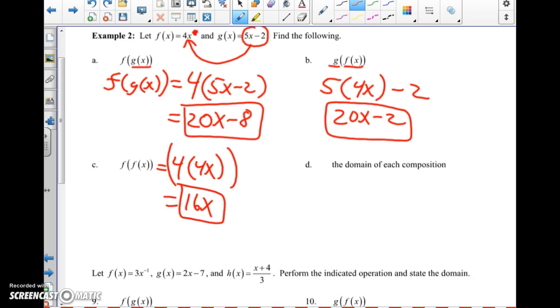So the domain of each of these compositions is what we want to do. Let's go to the domain of A and B and C. All right, so take a look at this first. Here's f of g of x. So now you tell me this. What is the domain of g of x?